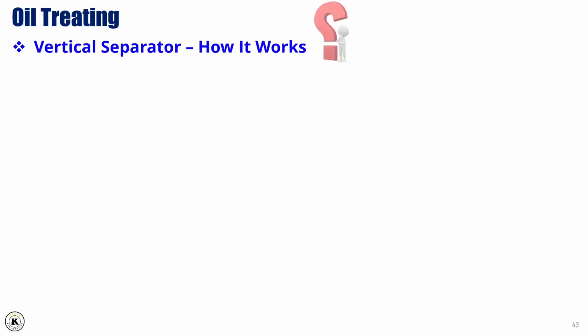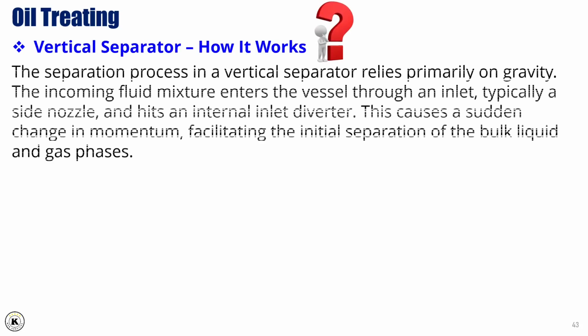How does a vertical separator work? The separation process in a vertical separator relies primarily on gravity. The incoming fluid mixture enters the vessel through an inlet, typically a side nozzle, and hits an internal inlet diverter. This causes a sudden change in momentum, facilitating the initial separation of the bulk liquid and gas phases.